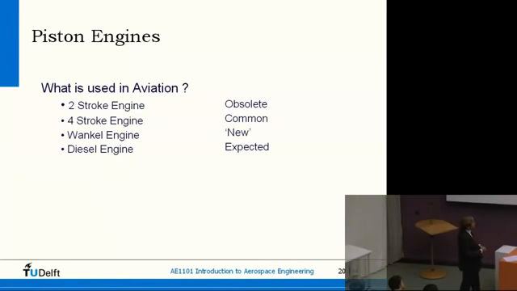Well, here we see the current 2-stroke has been made obsolete, like on a moped, right? And 4-stroke is very common. The Wankel engine is still mentioned because of its high efficiency, often still mentioned as the future, but it has been the future for a long while, so not sure. And diesel engine, here it says expected, but you already see it introduced, the Diamond aircraft. And also on older aircraft, it's sometimes even retrofitted.